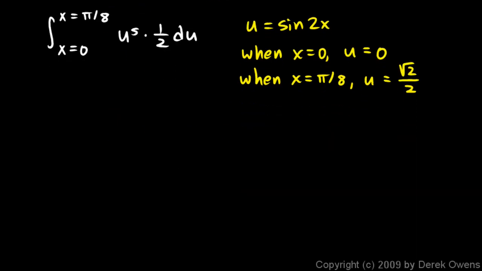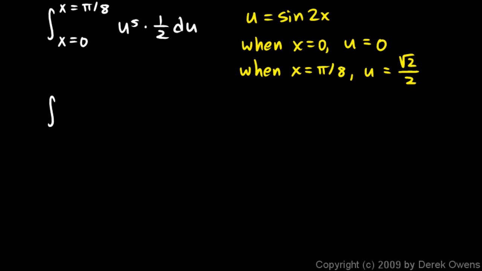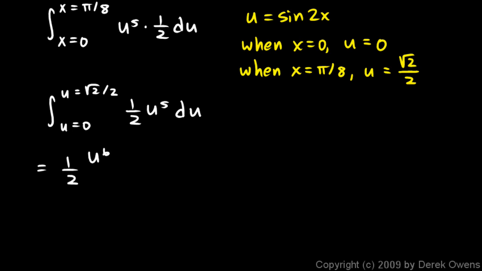So the original integral then can become the integral from u equals 0 to u equals the square root of 2 over 2 of 1/2 u to the fifth du. And that's pretty easy to integrate. The 1/2 comes out front, and then I have u to the 6 over 6, and that's evaluated from u equals 0 to u equals the square root of 2 over 2. And I have consistency here. These are u values, and they can be plugged in for the variable u right there.